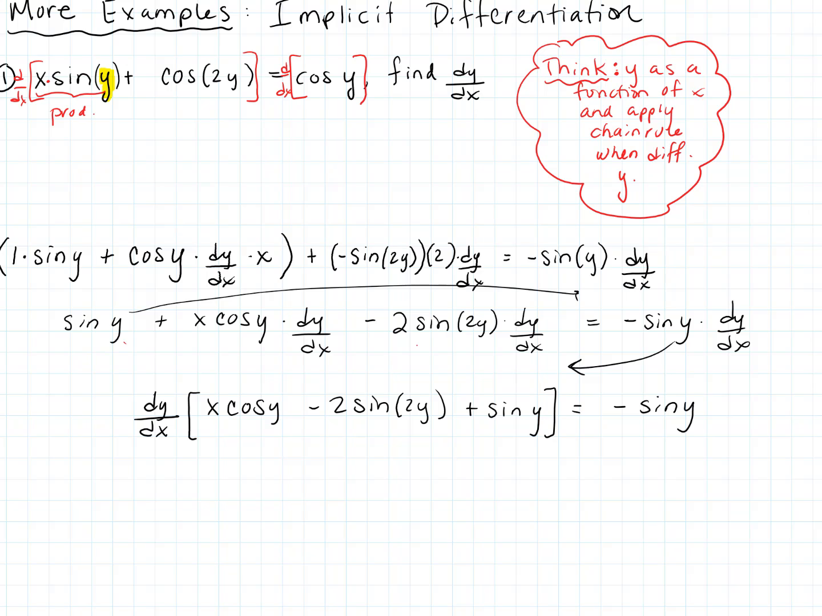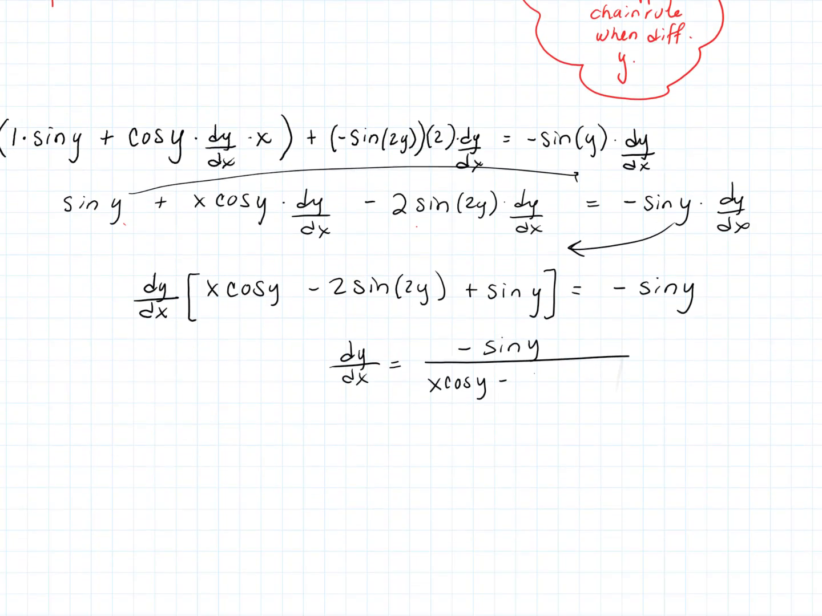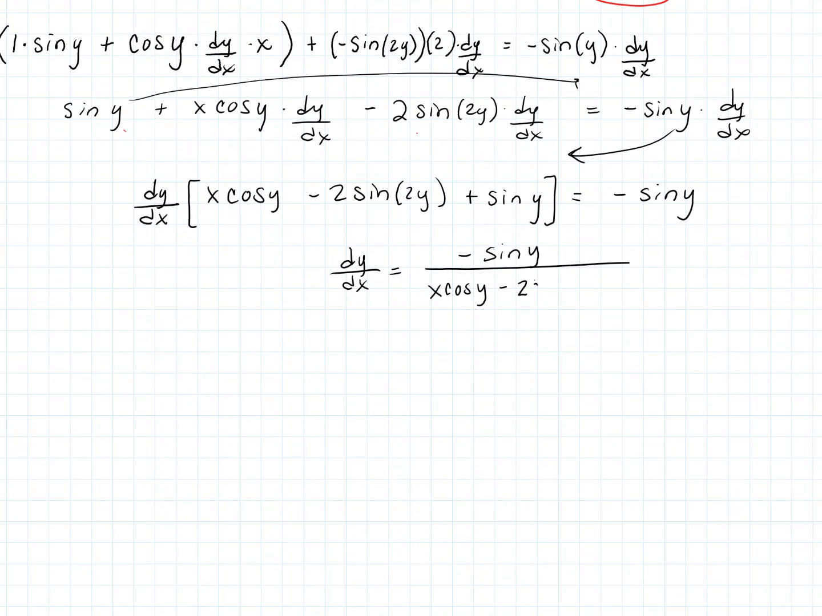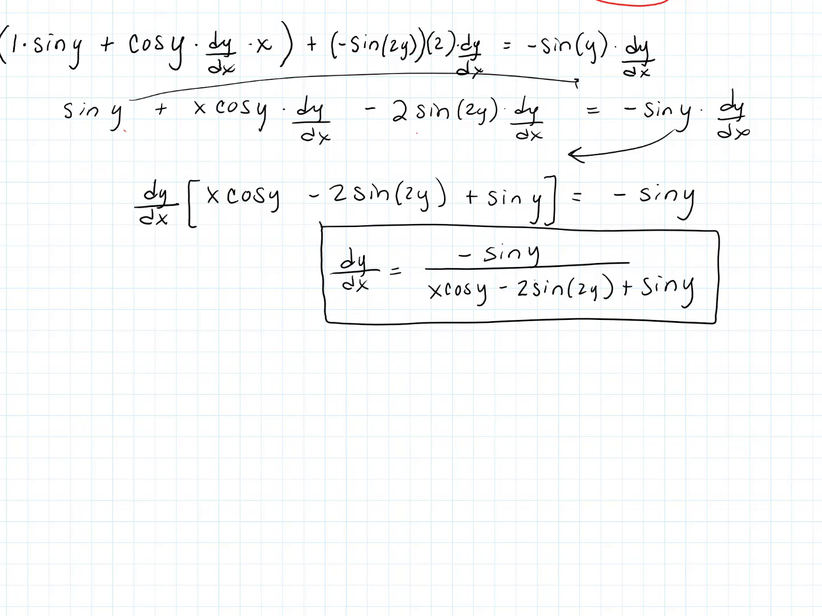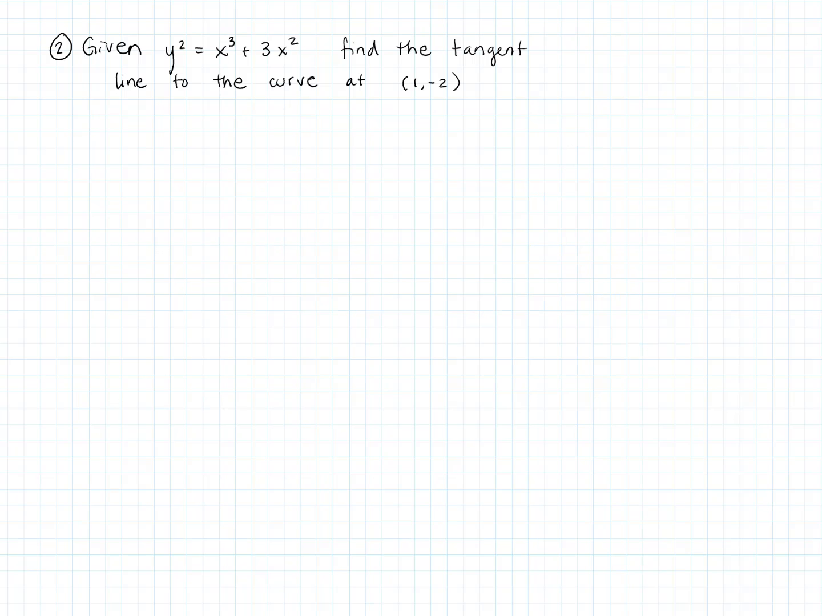Okay, now all that's left to do is just to solve for dy dx, which is just simply divide by that entire expression: minus sine of y over x cosine of y minus 2 sine of 2y plus the sine of y. And there we go. There's my answer. And now if I were to want to use that derivative, I could use it to find slopes of tangent lines and so forth. All right, let's do one more example.